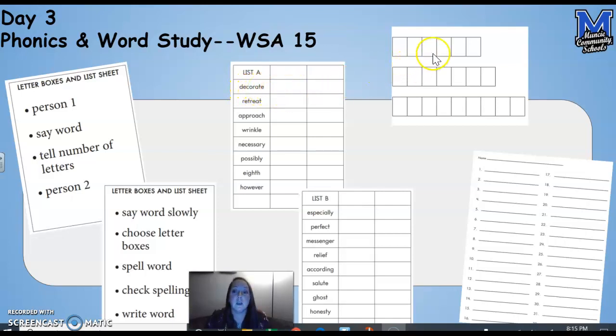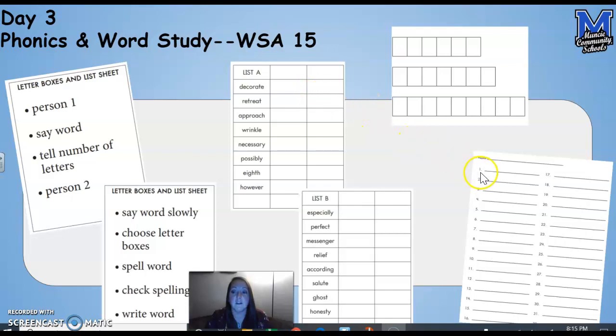Partner 2 will then use this sheet to determine which letter boxes they should use, just like you did with your teacher earlier. We would want to use this one since there are 9 and it has 8 letters. We are going to think about how we would spell the word decorate, and we're going to put 1 letter per box. Then you will check the spelling.